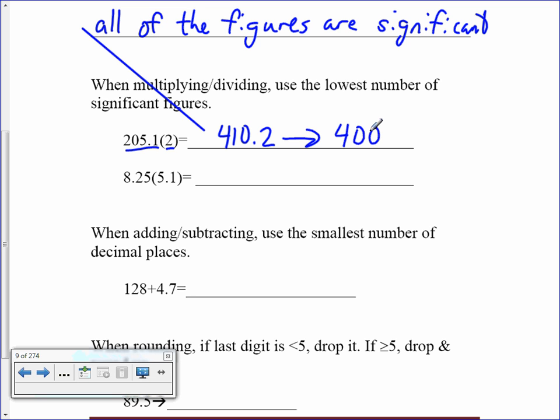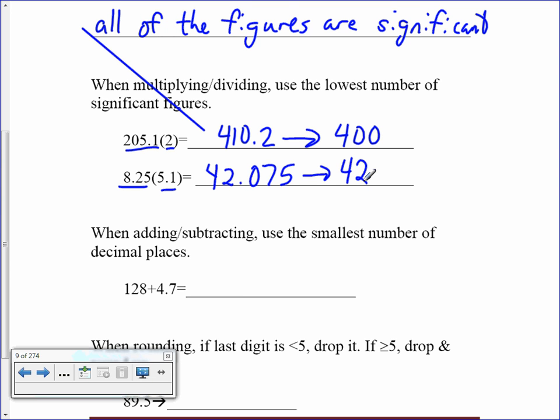That's 400. Now if I multiply these two, I get 42.075. All right, here I have 3 significant figures, here I only have 2. So when I record this answer, instead of doing 42.075, I'm just going to do 42.